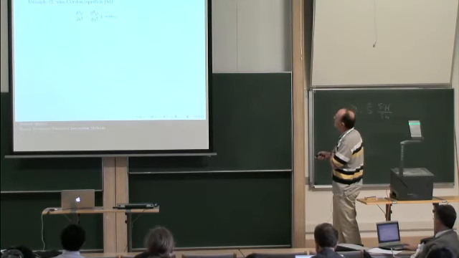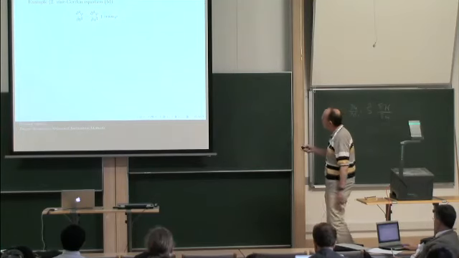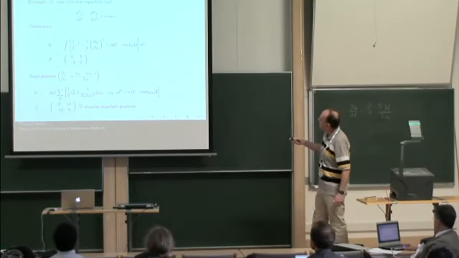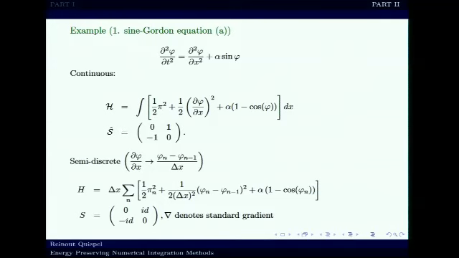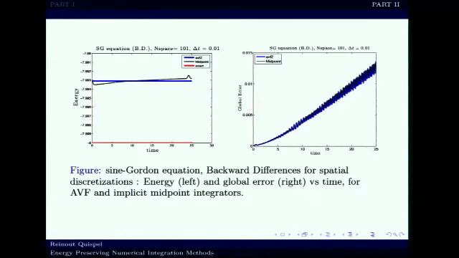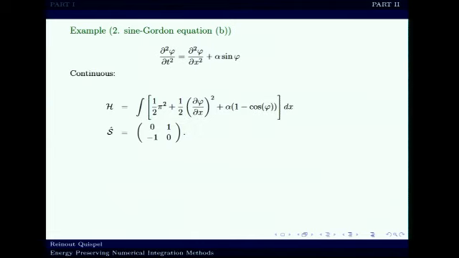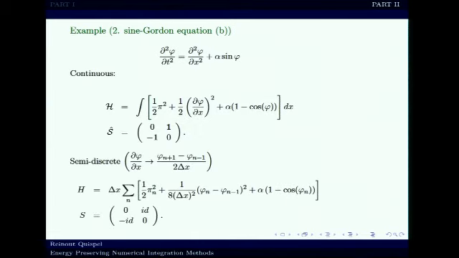Now, just to show you that there's an enormous freedom: here I did this discretization of H, but instead of backward differences I can also use, for instance, symmetric differences. That doesn't make a difference.